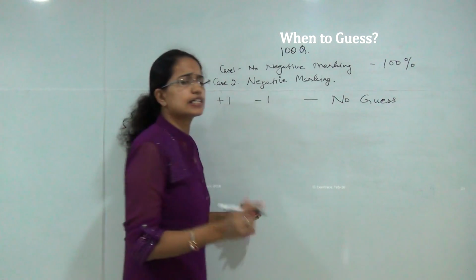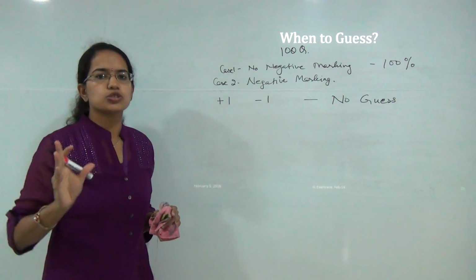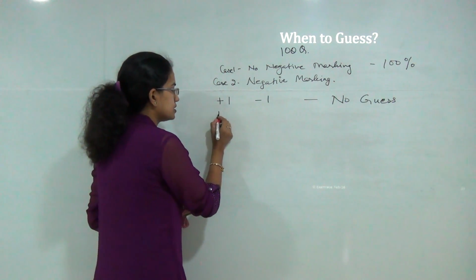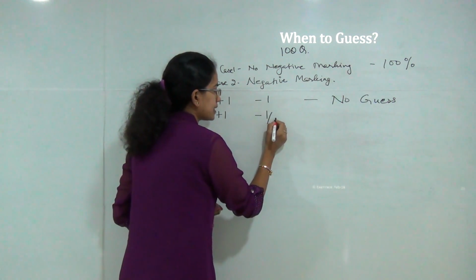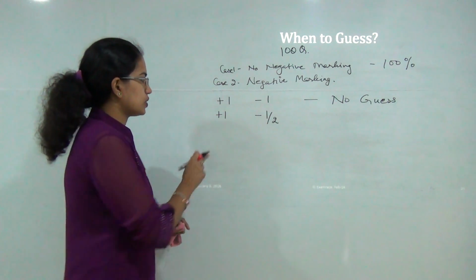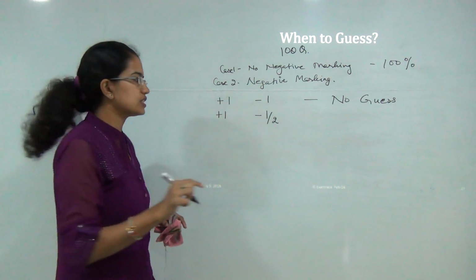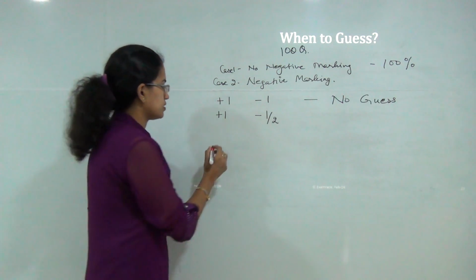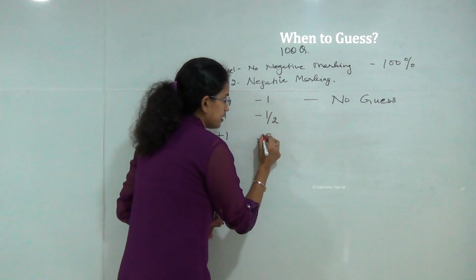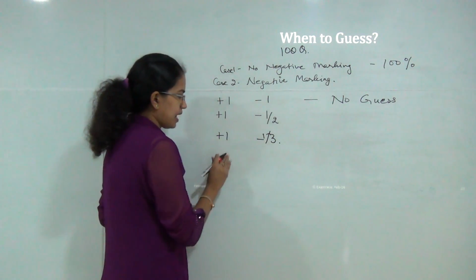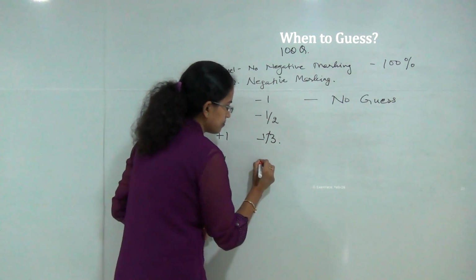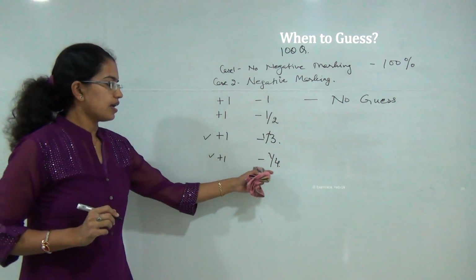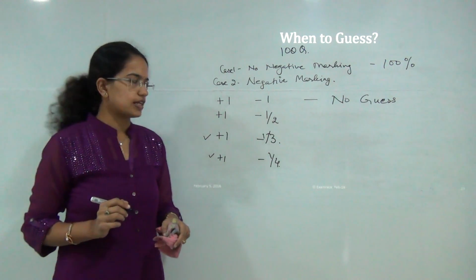Not a single guess. Attempt only those questions in which you are fully confident. Second case, +1 and -1/2. That means you are getting 1 mark for the correct question, and you are deducting 1/2 mark for the incorrect question. Similarly, +1 -1/3 and +1 -1/4. Most commonly occurring cases, +1 -1/4 and +1 -1/3.